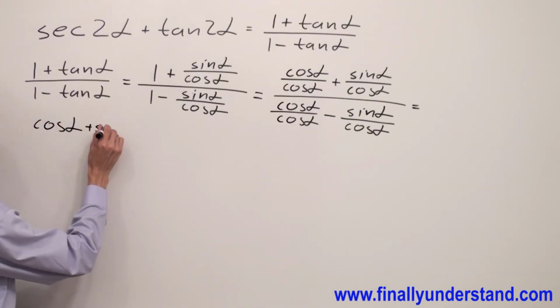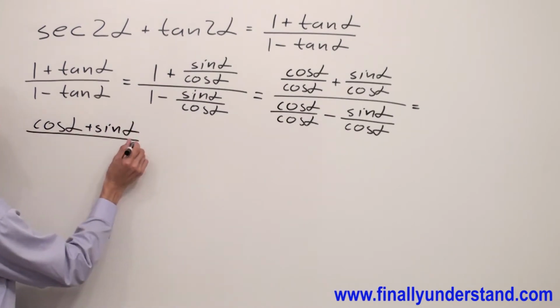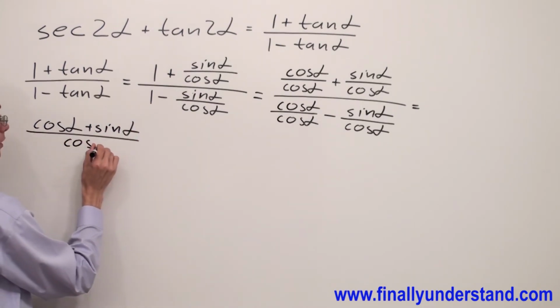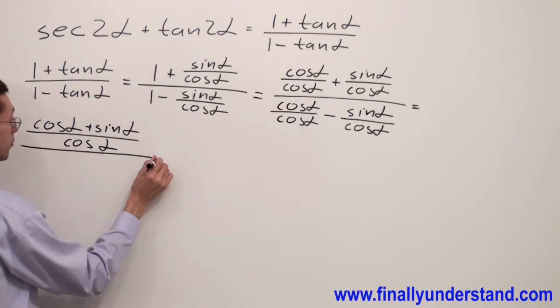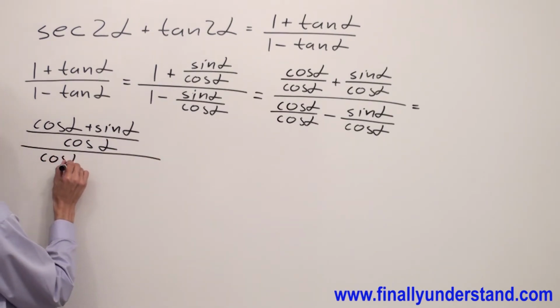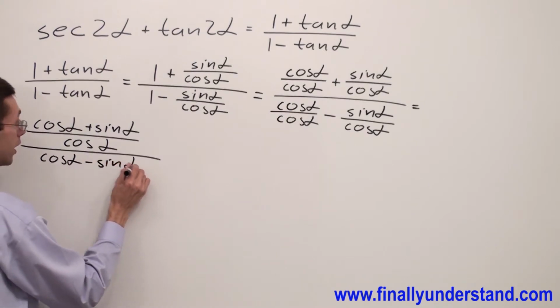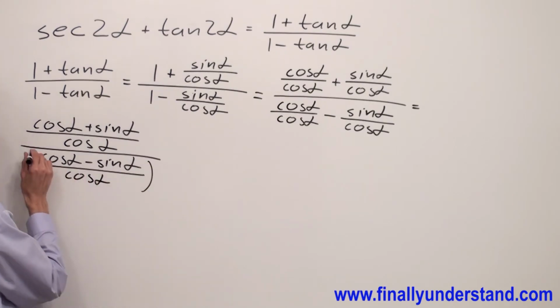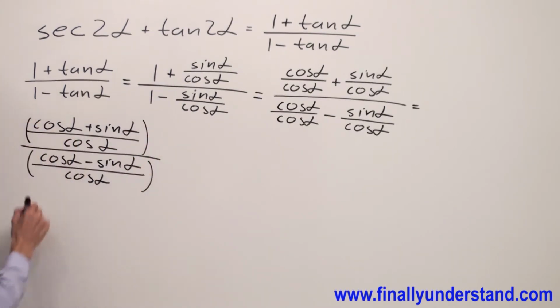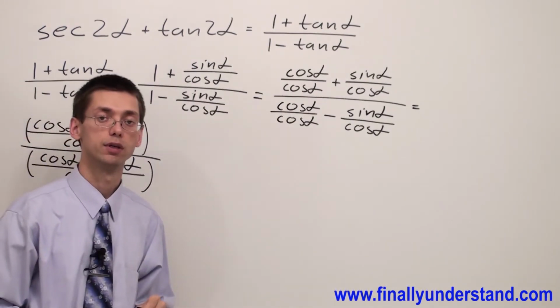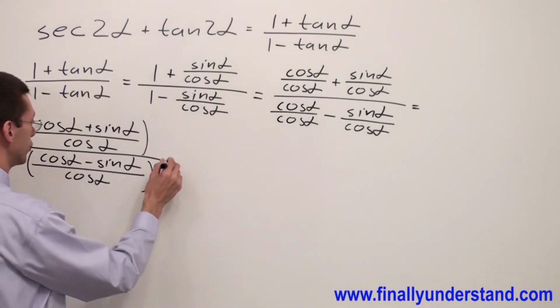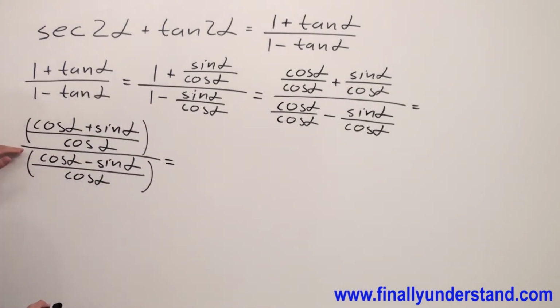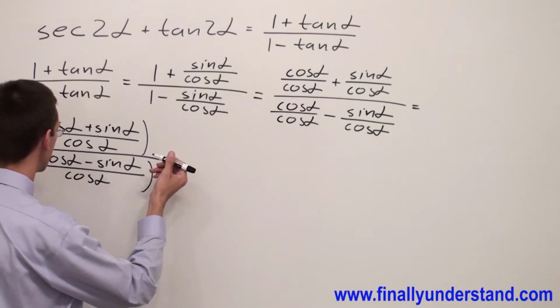Now, we can rewrite this as cosine alpha plus sine alpha over cosine alpha over cosine alpha minus sine alpha over cosine alpha. Please notice that we have got two fractions and we have division because the fraction bar represents division. Anytime we divide fractions, we're supposed to copy down the first one, change division to multiplication, and find the reciprocal of the second fraction. This is basically what I'm going to do right now.